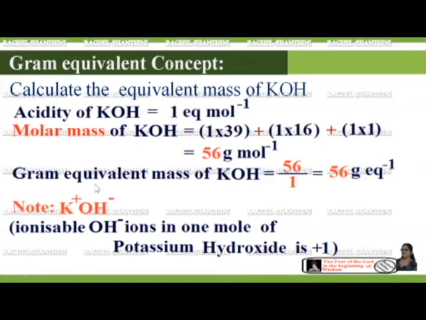So now to calculate the gram equivalent mass of potassium hydroxide, we have to divide the molar mass of potassium hydroxide by the N factor. Here 56 divided by 1 gives 56, which is the gram equivalent mass of potassium hydroxide.